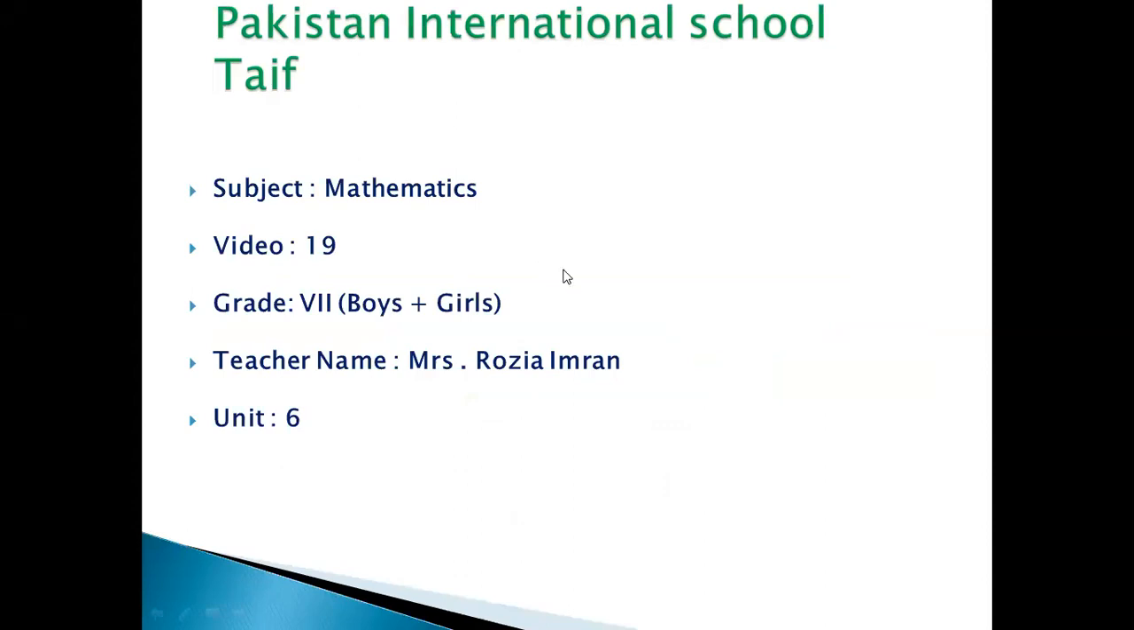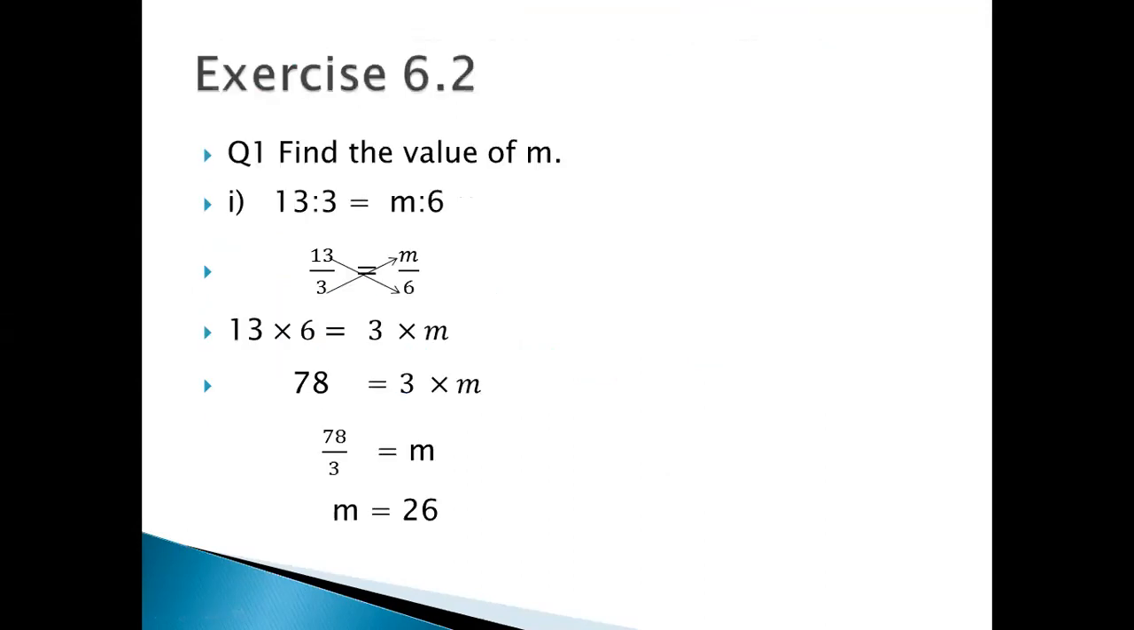Unit 6 we already started in video number 18, and exercise 6.1 we already did. Now today we are going to start exercise 6.2. Ratio and proportion we already studied in previous classes, and also discussed in our previous lecture. Today the values are given in the form of ratio, and we are going to find the value of the unknown variable.